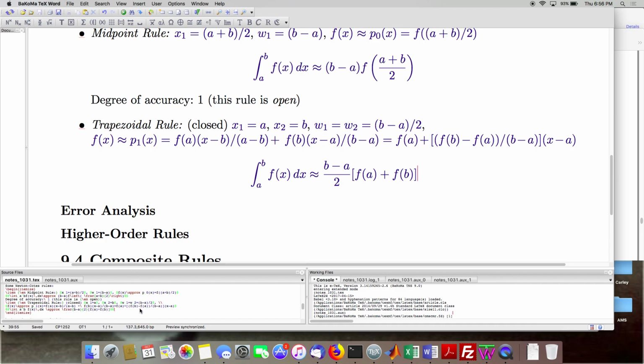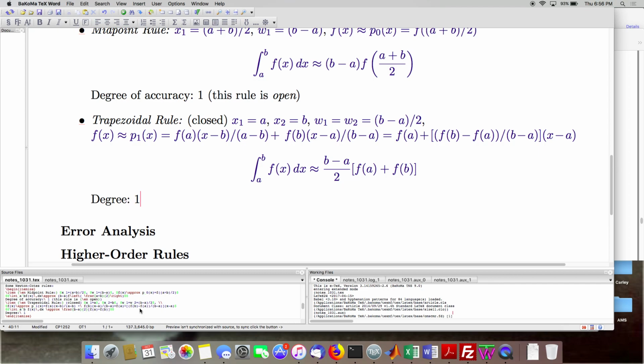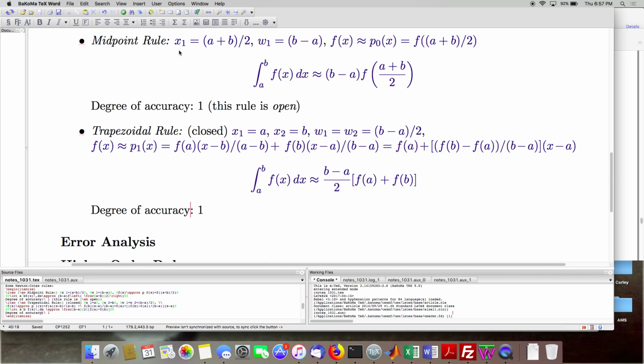Now, the degree is 1. So we don't gain any more accuracy by adding a node, which is kind of unfortunate. The general pattern here is, and I'll state this formally later, that if we have an odd number of nodes, the degree of accuracy is equal to the number of nodes. If the number of nodes is even, so 2 nodes here, then the degree of accuracy is 1 less than the number of nodes.